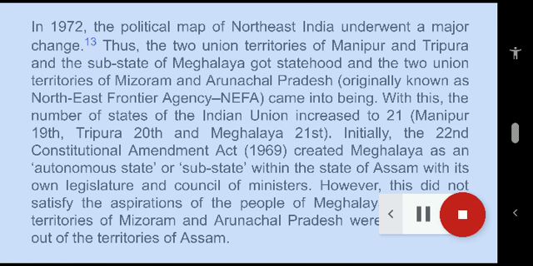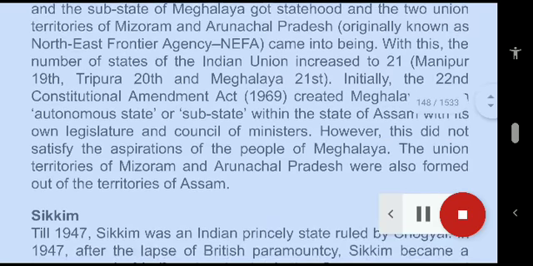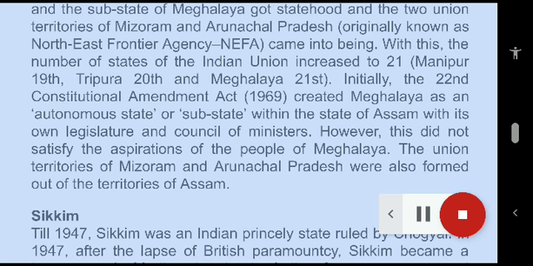Initially, the 22nd Constitutional Amendment Act 1969 created Meghalaya as an autonomous state or sub-state within the state of Assam with its own legislature and council of ministers. However, this did not satisfy the aspirations of the people of Meghalaya. The Union Territories of Mizoram and Arunachal Pradesh were also formed out of the territories of Assam.